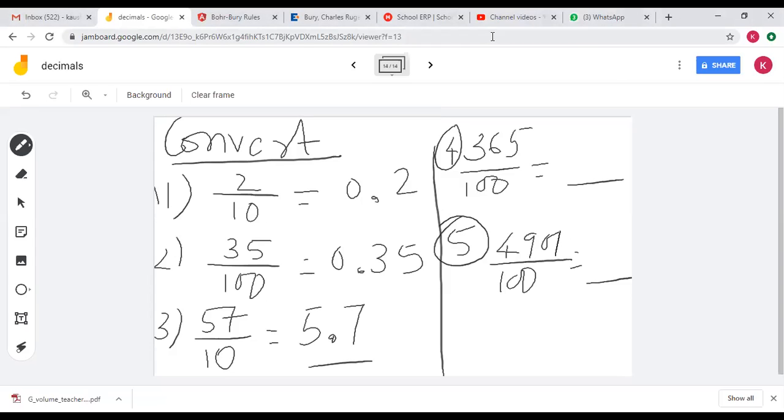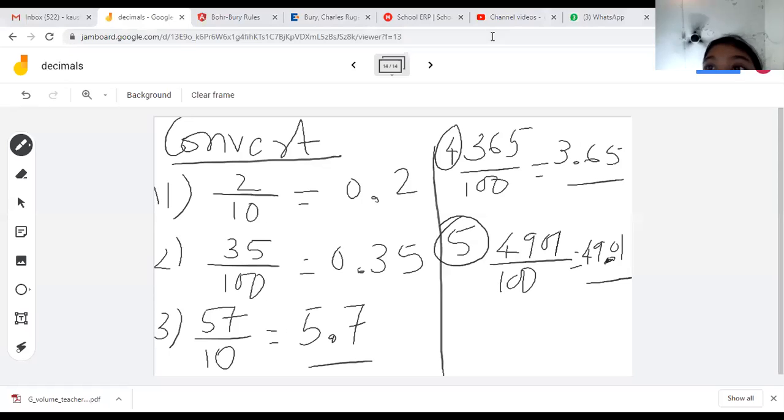5.7 because there is only 10. So we count the number of zeros and we go from the left end. From the left end, we count the number of digits, number of zeros, number of digits, and we put the decimal point in between. So 1 and 2. 1, 2. So the answer will be here 3.65. For this one, 49.01. Yes? Yes, everyone? Got it correct?